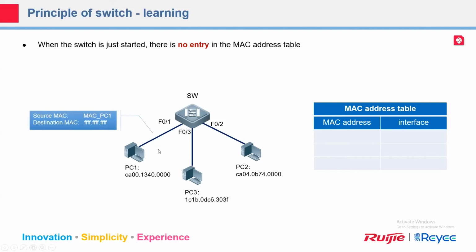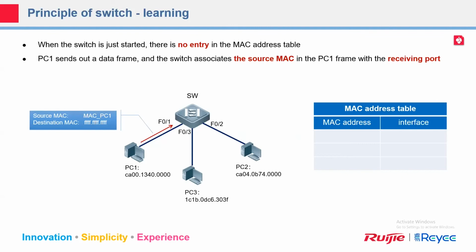The second time, PC1 will send out packets. Maybe broadcast packets, maybe unicast packets, anything. Like in the topology now, PC1 sends out broadcast packets. When the switch receives the packets, I will add the information into the MAC address table first. Pay attention to which parameters will be added into the table. The first one, we add the source MAC address information. And the second one, we associate it with the receiving port. So this is the principle of how to learn the MAC address.